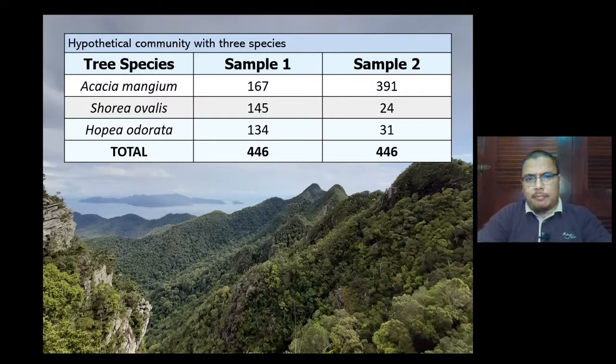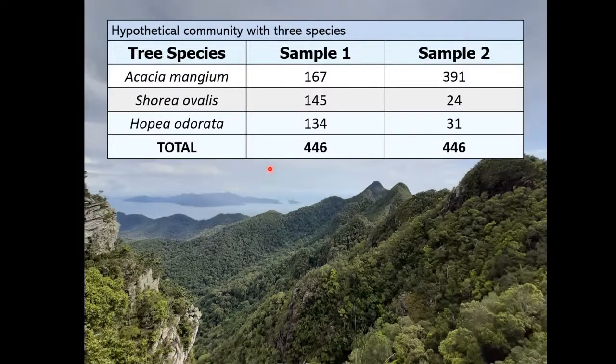Consider the following examples of a hypothetical community of three species. Both samples have the same richness, which means they only have three species, and the same number of individuals. Both have 446. However, the first sample has more evenness than the second. The number of individuals is more evenly distributed between the three species. In the second sample, most of the individuals are acacia, and there are fewer shorea or hopea trees. So in this example, the first sample would be considered more diverse.